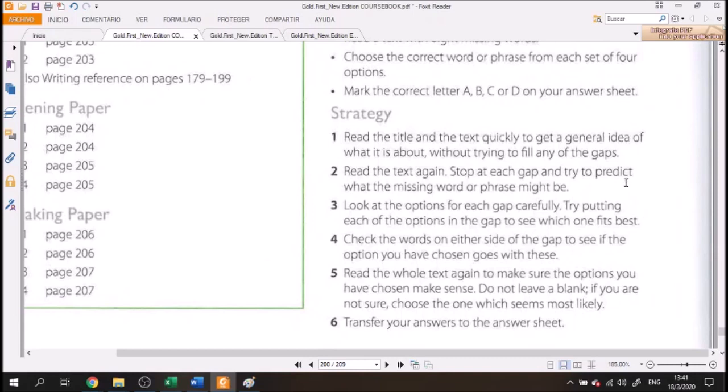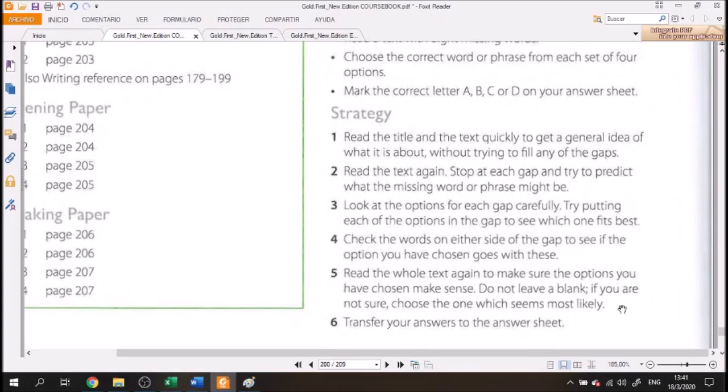Then, read the text again. Stop at each gap and try to predict what the missing word or phrase might be, without looking at the options. Look at the options now for each gap carefully. Try putting each of the options in the gap to see which one fits best. Check the words on either side of the gap, before and after, to see if the option you have chosen goes with this. Read the whole text again to make sure the options you have chosen make sense. Do not leave a blank. If you're not sure, choose the one which seems most likely.